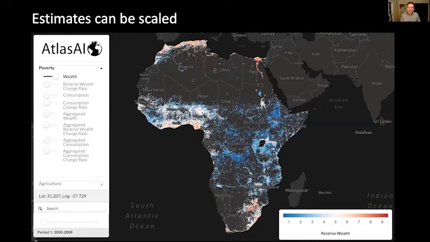Okay, and finally at Atlas AI, one thing we're trying to do is actually scale these estimates. So we generate them across the sub-Saharan African continent, and we update them over time as new imagery comes in. Imagery is rolling in all the time. We can re-update these estimates. We can put them on a map. And we're very excited to work with policymakers and practitioners on the ground to get these data into your hands and to help you use them and make sense of them.